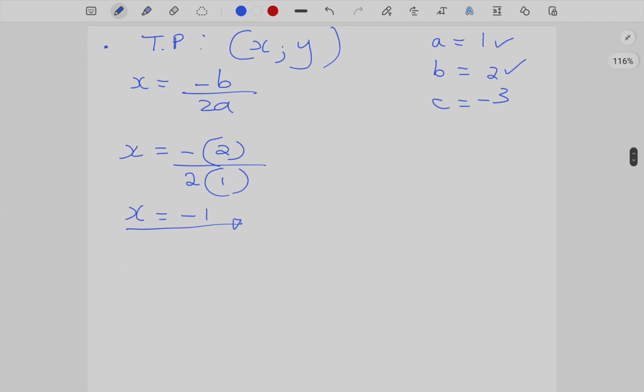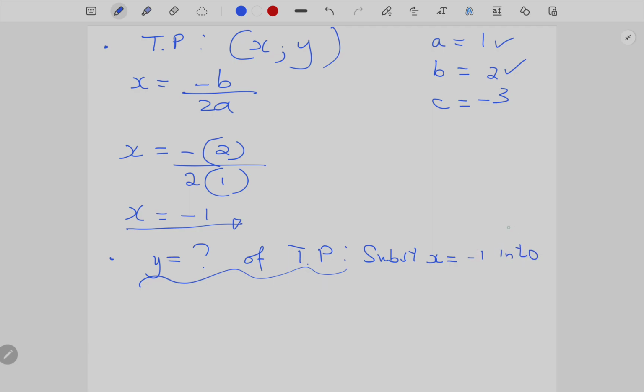So how are we going to find the y value of the turning point? How are we going to calculate it? We are going to substitute x is equal to -1 into the original equation.